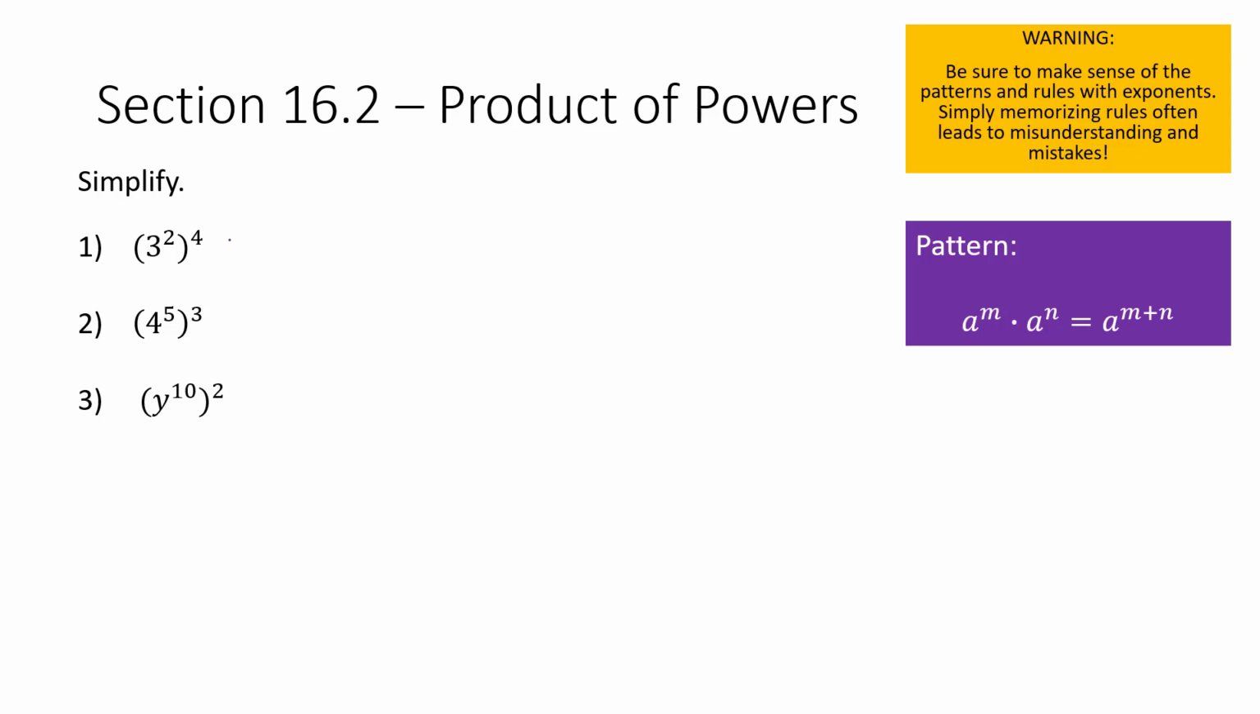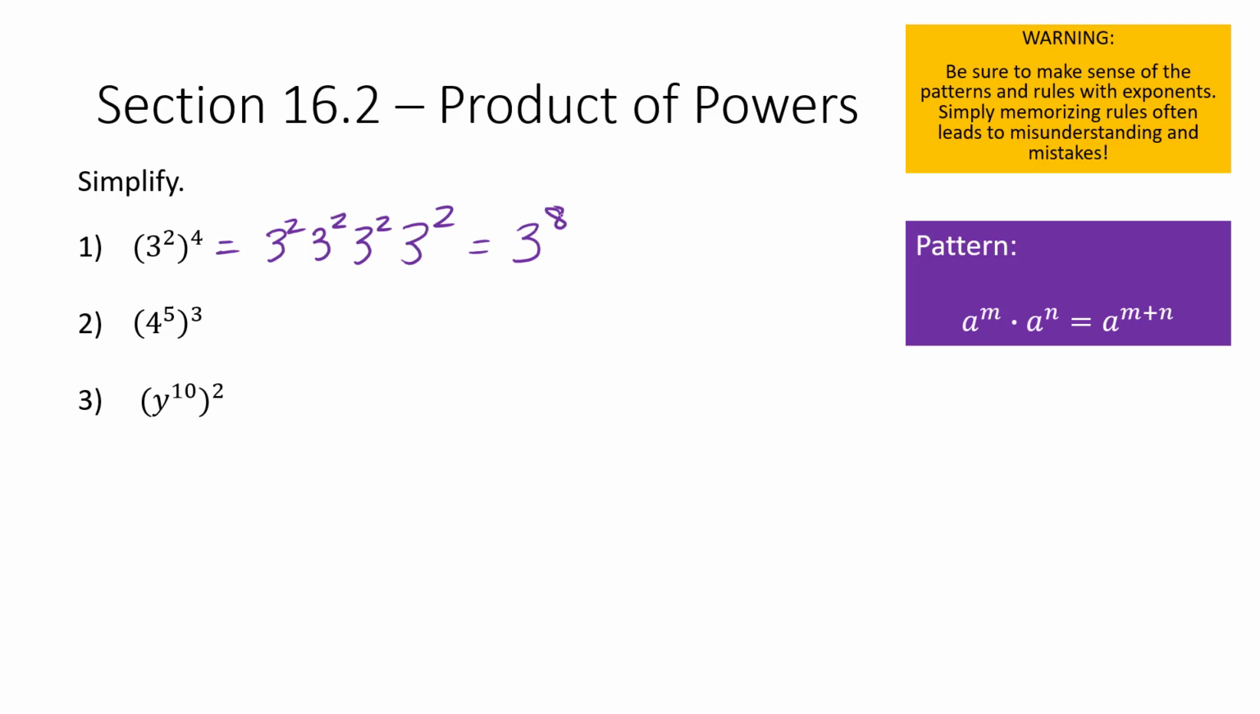So this is going to mean 3 squared times 3 squared times 3 squared times 3 squared. 4 of them because it's to the power of 4. So I want you to visualize. Here I've got 2 3's and 2 3's and 2 3's and 2 3's. How many 3's altogether? That's going to be 3 to the 8th. So I want you to think to yourself, how did the 2 and the 4 determine the 8? Where did that come from?